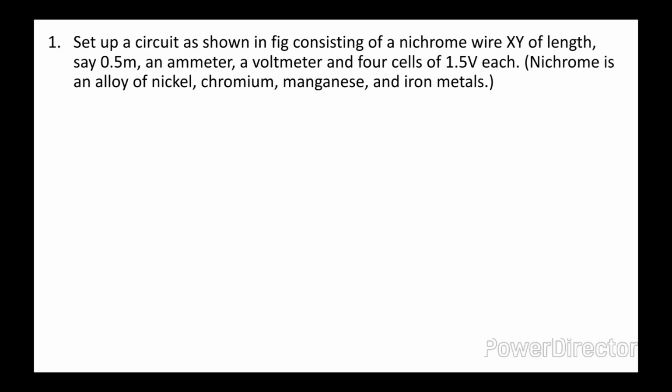So after setting up the circuit, what does it consist of? It consists of nichrome wire XY. So here XY represents the nichrome wire. Say for example, we shall take it 0.5 meter. And here we are taking 4 cells. Each cell is of about 1.5 volts. You can take how many cells you want. You can take 5, 6, 7, etc. But here we have chosen 4 cells.